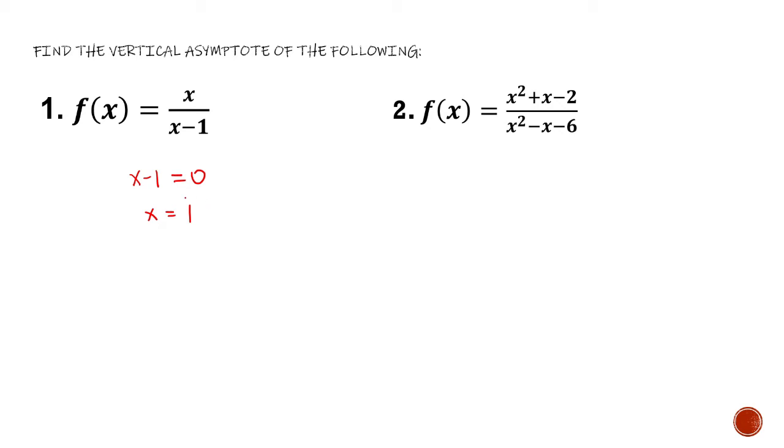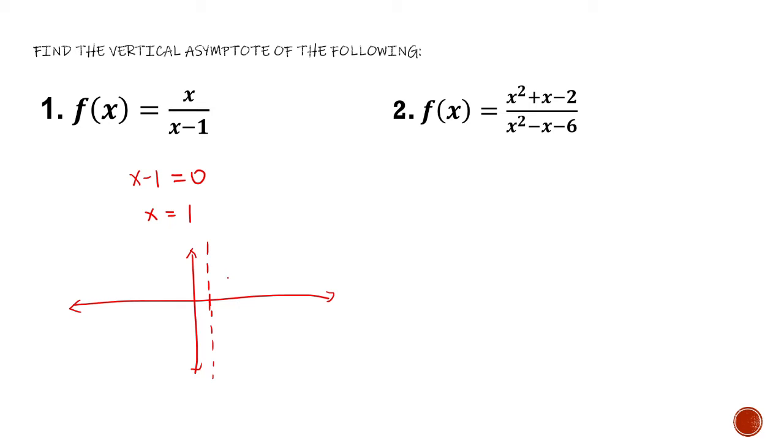If we are going to substitute 1 in the function, it will make the denominator 0. And in that case, magiging undefined yung function. So sabi ko nga, ang vertical asymptote, yan yung value kung saan undefined yung function. So if we are going to graph our vertical asymptote, so nandito po si 1, so that is where we are going to mark the vertical asymptote. Hindi dapat i-cross ng graph natin ang wall na yan.